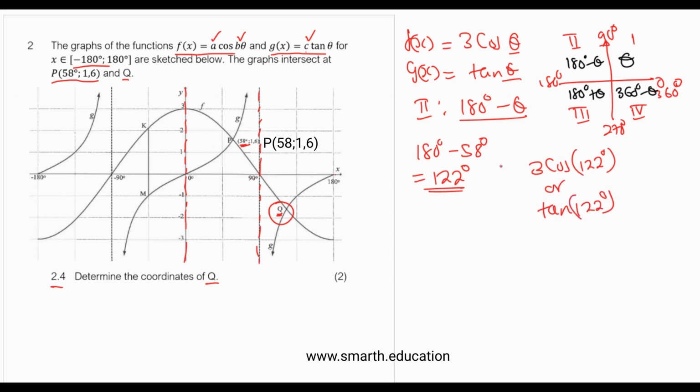You'll find that your y is equal to negative 1,6. Y is equal to negative 1,6. So it means the coordinates of Q, we have the x coordinate being 122 degrees and then the y coordinate negative 1,6.